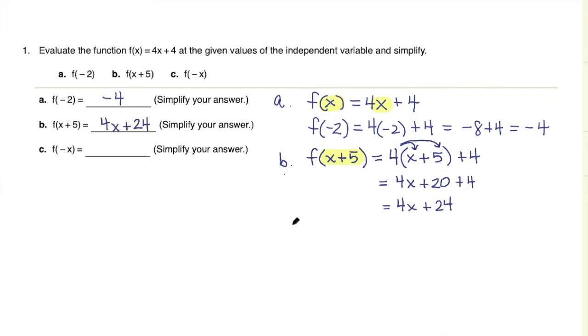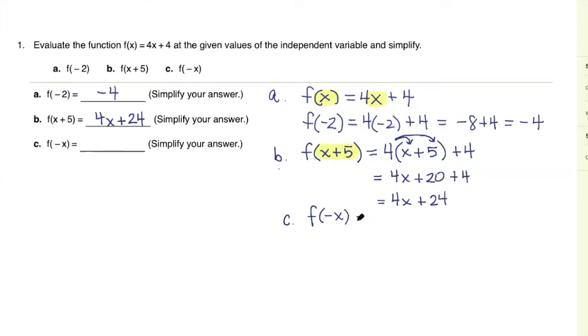All right, and last example here. For part C, we have f of -x. Okay, so in this case, my input is -x. So once again, I'm going to kick out the x that's in the original function. I'm going to substitute my input, and again, I'm going to keep it in parentheses to make sure that I'm careful with my signs. And now I'm going to do the simplifications. So 4 times negative x would be negative 4x, and bring down the plus 4, and that's my final answer for C.